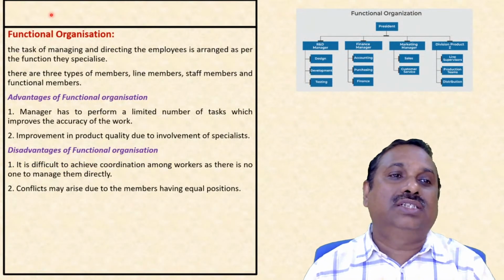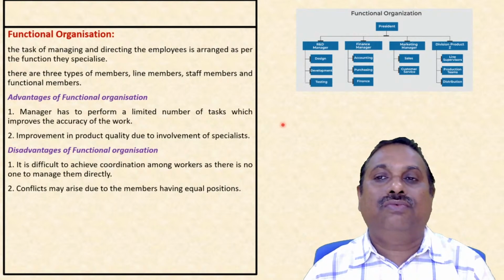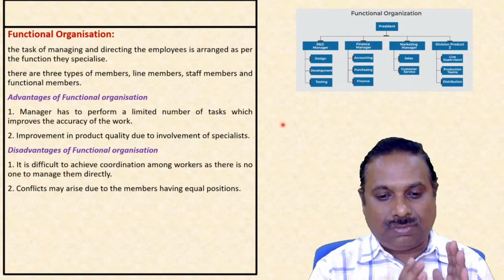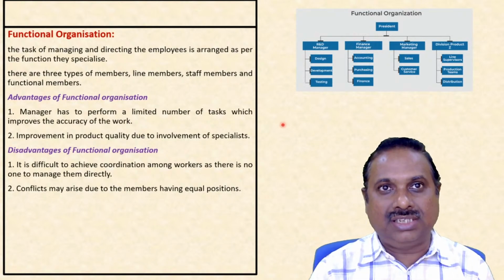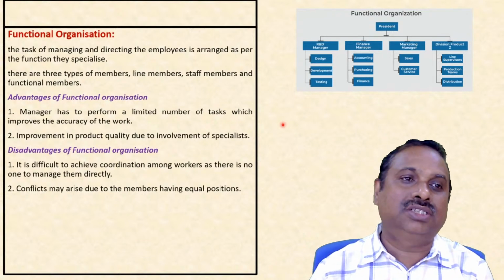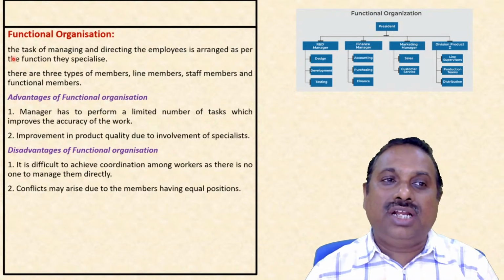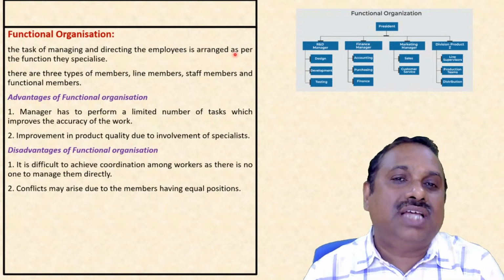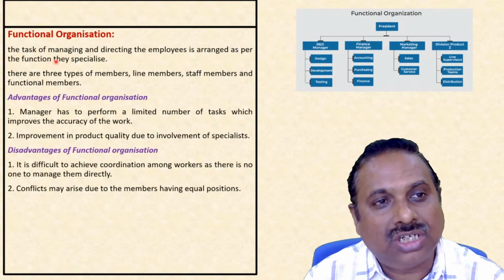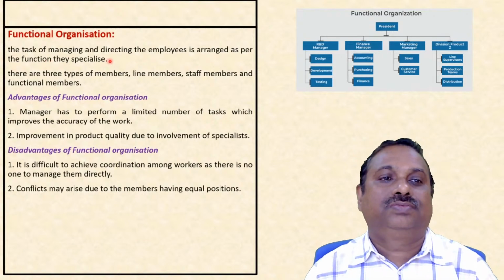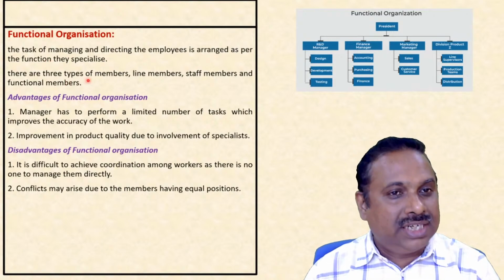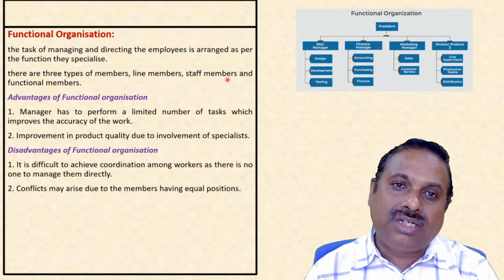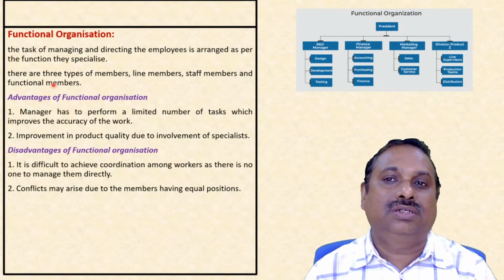Next is functional organizations. Different types of functions means, suppose marketing is a function, finance is a function, HR, operations. So here the task of managing and directing the employees is arranged as per the function they specialize. There are three types of members: line member, staff member, and functional member.